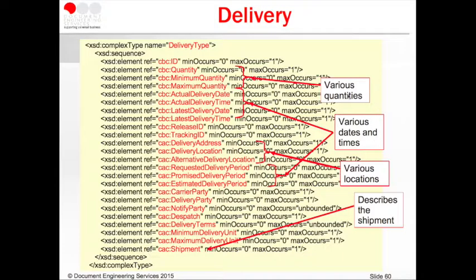So delivery is concerned with quantities, clearly, with dates and times, with locations, and then what's called the shipment itself. And the shipment is what describes the item and how it is packed. The rest of this is really what you would expect to see in terms of a delivery note, for example.